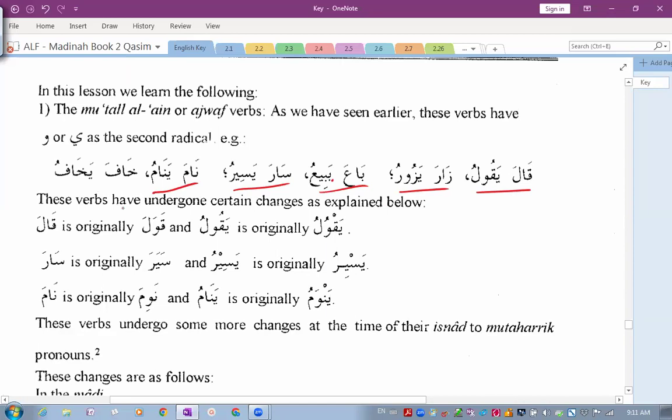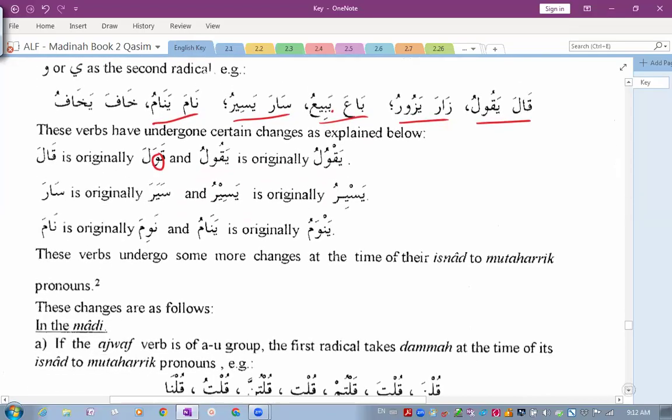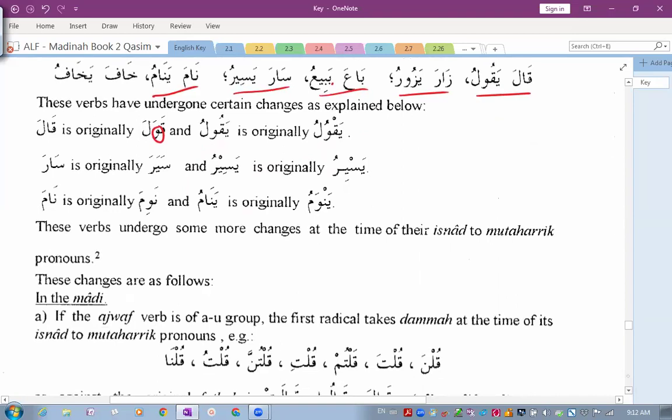These verbs have undergone certain changes as explained below. Qala is originally qawala. The middle radical was waw. So qawala became qala, and yaqulu was actually yaqwulu. There are changes that are taking place, and we have seen those changes, how they are taking place and all of that. So let's continue reading.